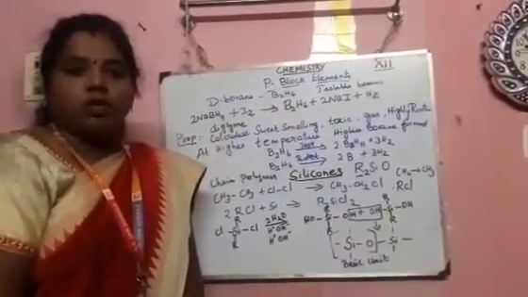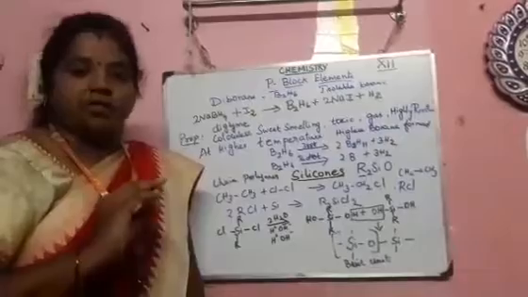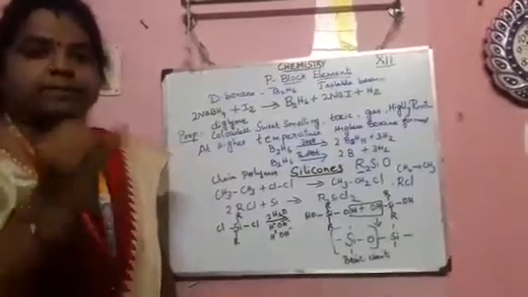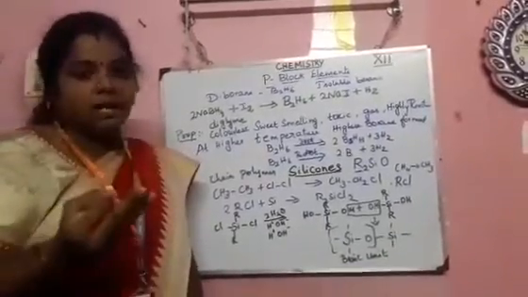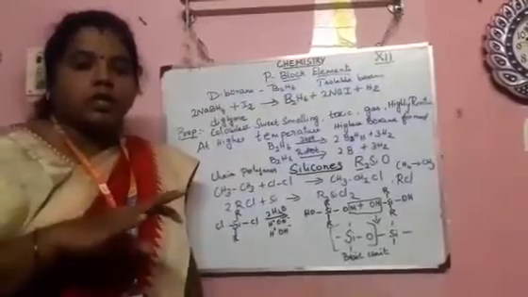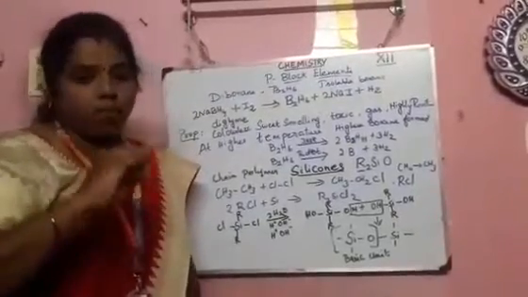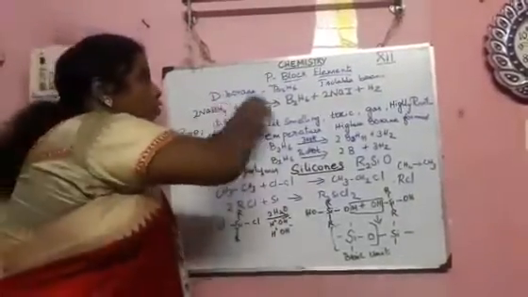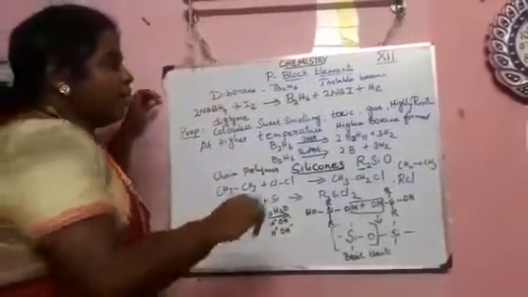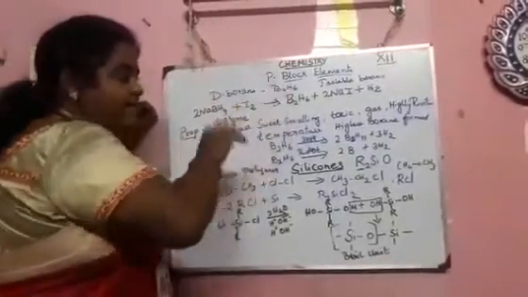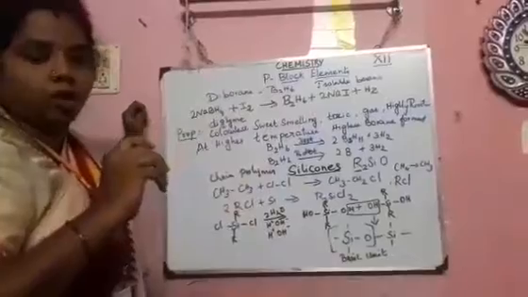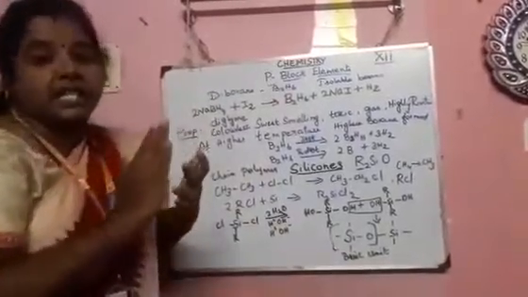In the last video we saw the important compounds of boron: borax, boric acid, as well as diborane. We saw the preparation of borax and boric acid. Now the preparation of diborane. The formula for diborane is B2H6. It is an isolable boron hydride. Isolable means easily separable.